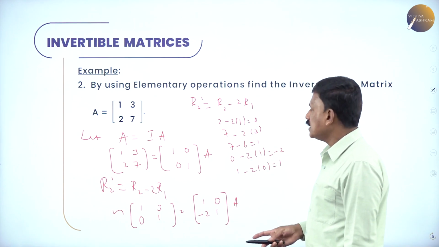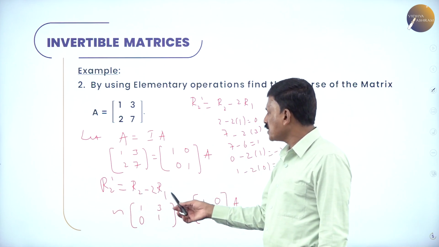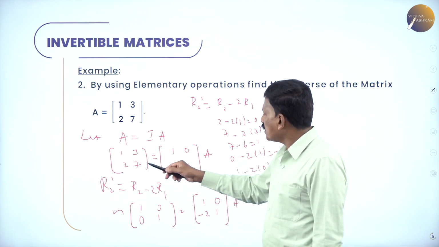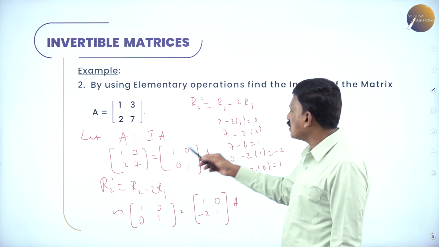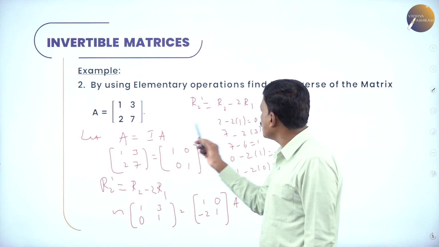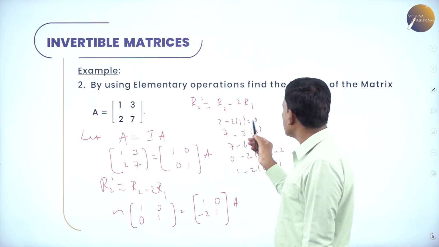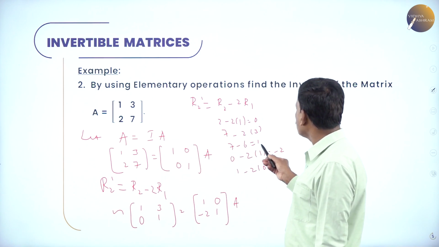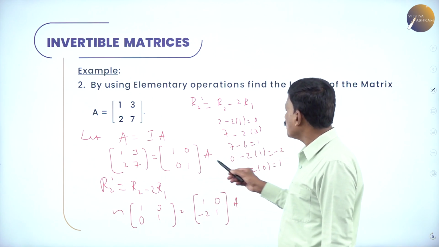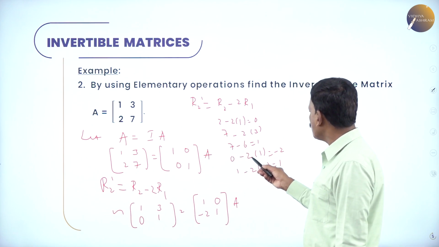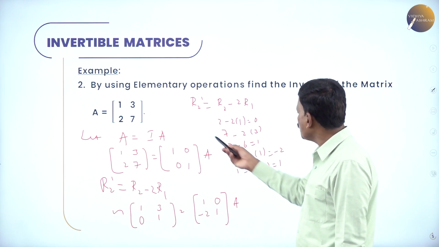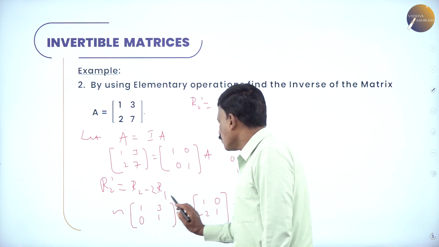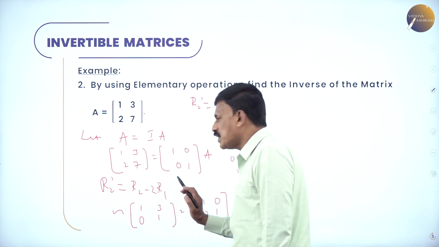So, see, R2 dash is equal to R2 minus 2 R1. The first row is the same, 1, 3, 1, 0, as it is. For this, just subtract 2 times R1, that's all. R2: 2 minus 2 into 1, 2 minus 2 is equal to 0. Again 7 minus 2 into 3 is equal to 1. Similarly, 0 minus 2 into 1 is minus 2, 1 minus 2 into 0 is equal to 1. Now, 0, 1 is already there, here convert this to 0, that's all.